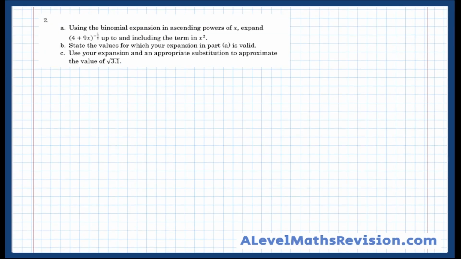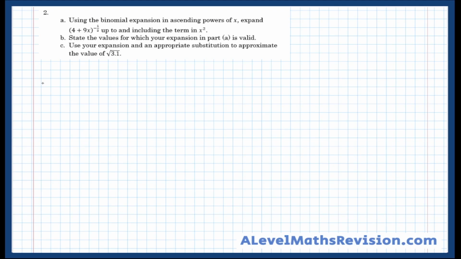And here it is, another slightly more applied question now. At any point, if you want to pause the video, go for it and see if you can do this one yourself. Otherwise, I'll run through it. It says, using the binomial expansion in ascending powers of x, expand (4 + 9x)^-1/2 up to and including the term in x squared. Given the work that you've already done, I'm pretty sure you can do that. If you want to pause the video or skip ahead to where I've done this, feel free, but I'm just going to get on with it now.